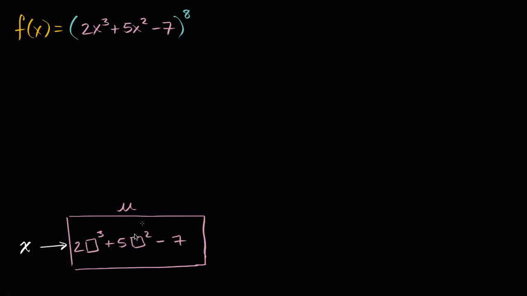And so when you input an x, what do you output here? Well, you're going to output u of x, which is equal to 2x to the third power plus 5x squared minus 7. And I'll do it all in one color just so I don't have to keep changing colors. So 2x to the third power plus 5x squared minus 7. That is u of x. Now what's the next thing you're doing? You're not done evaluating f of x yet. You would then take that value and input it into another function. You would then take the 8th power of that value.